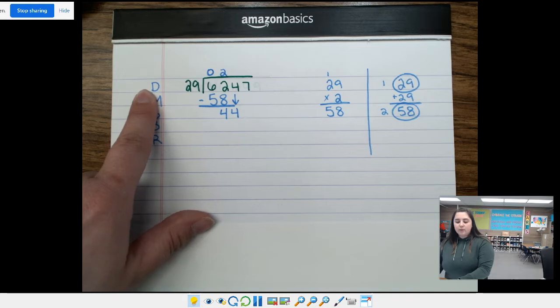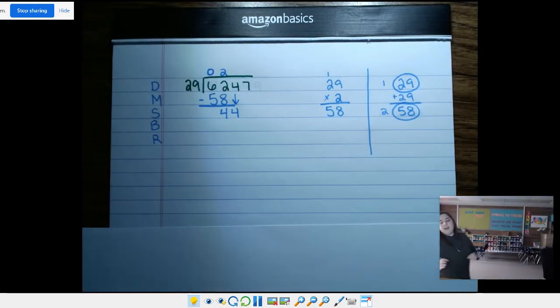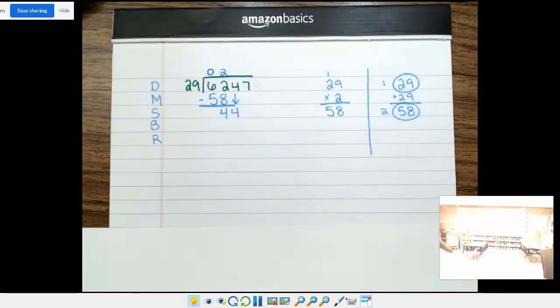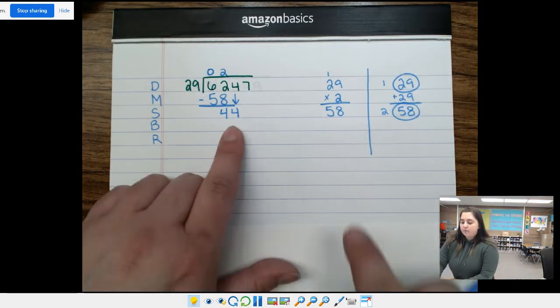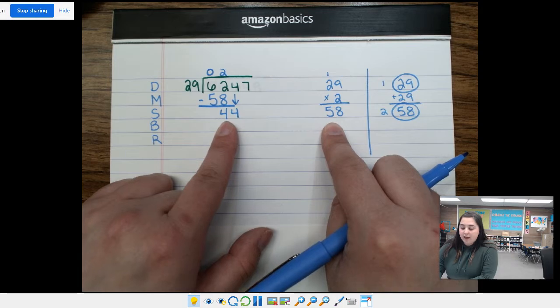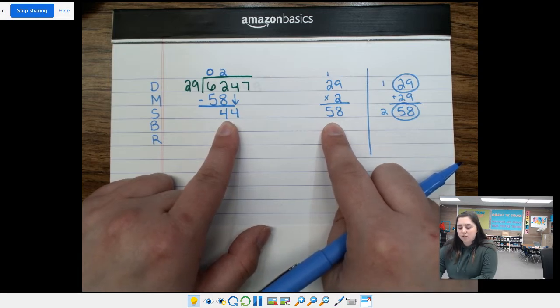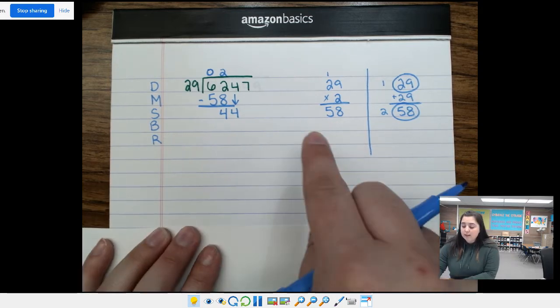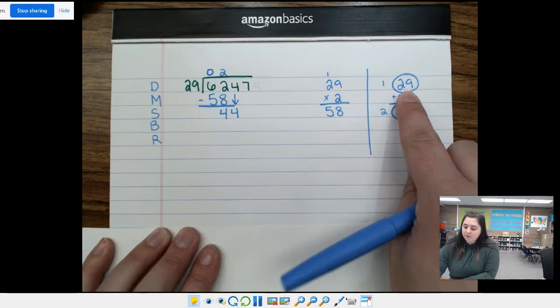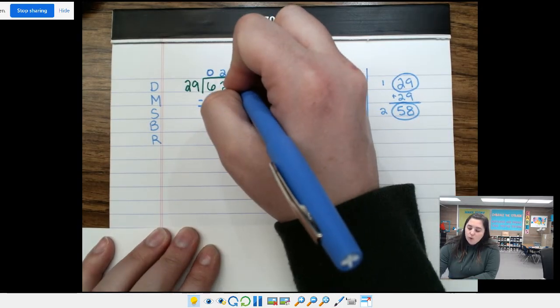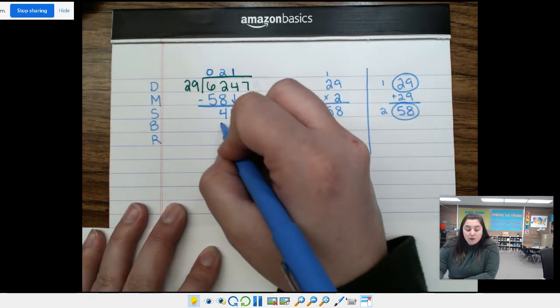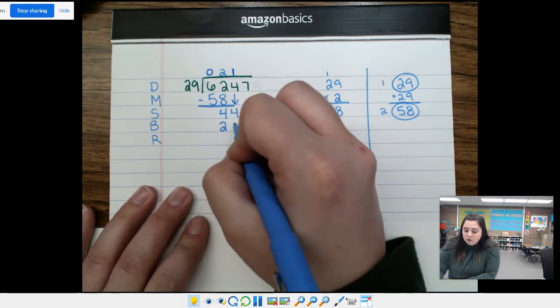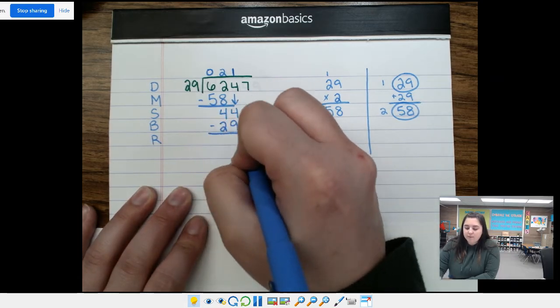Let's divide again. How many times can 29 go into 44? Well, 2 times would have been 58. So 2 times is too much. That means it can only go in once. Just 29. So it can go in 1 time. I couldn't get to 44. I only got to 29.